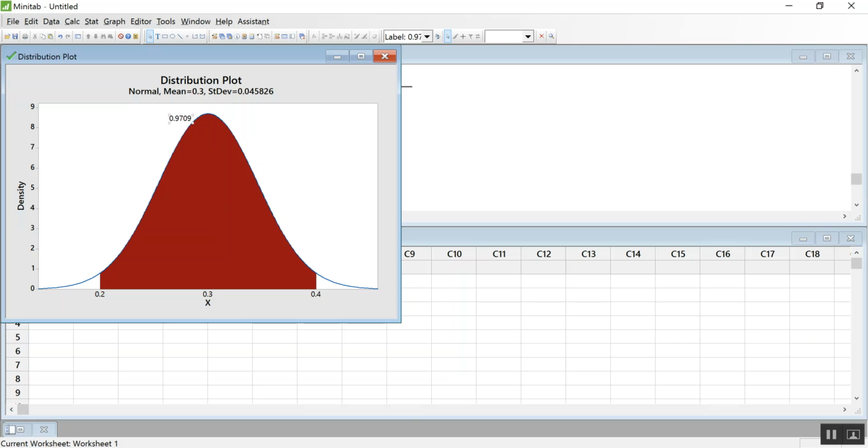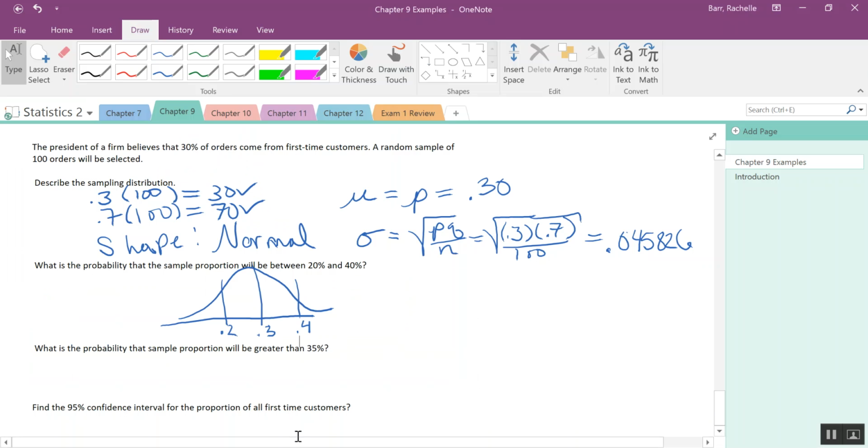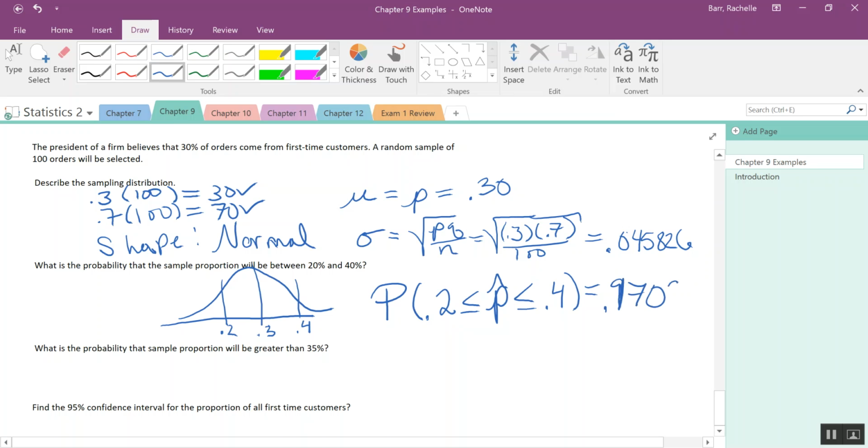All right, so I'm going to go back to my notes and write down what I know. And that's that the probability, and I like to use big P's for probability to distinguish them from proportions, is the probability that my sample proportion, p-hat for sample, is between 0.2 and 0.4, and I found that to be 0.9709. Lovely. So now I want to find the probability that my sample proportion, again p-hat, is greater than or equal to 0.35.